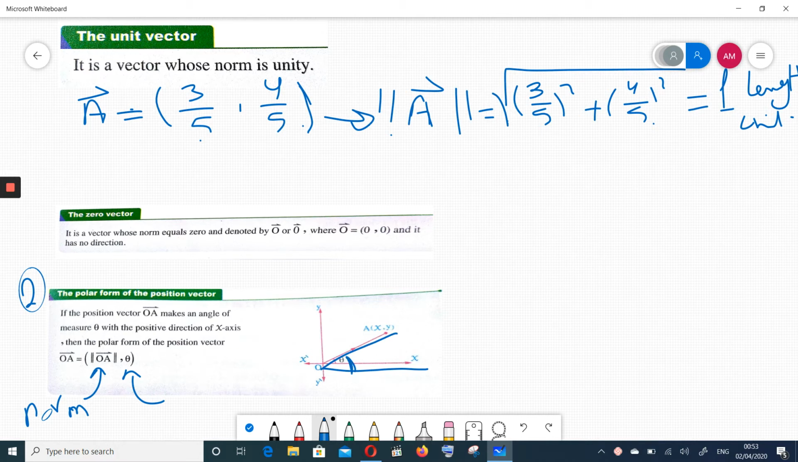So for example, if this angle is 30 degrees, and from 0, the origin point, to point A, it's going to be 3 length units, so this norm is going to be 3, and this angle here is 30, so it's going to be 3 and 30 degrees.